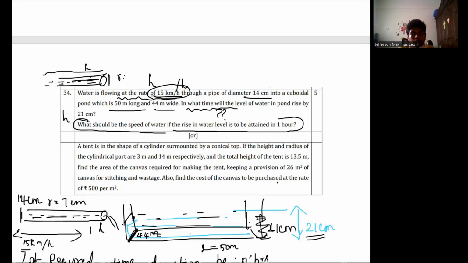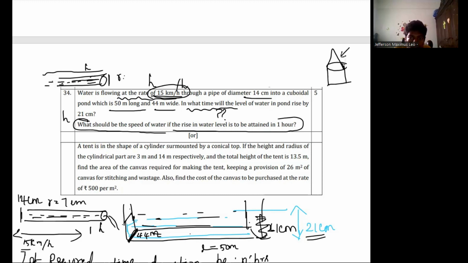Ma'am, for the cylinder, will the base area on the top be counted? A cylinder surmounted by a conical top. So the cylinder, and then the conical top. A tent is like so, TSA of cylinder plus CSA of cone.